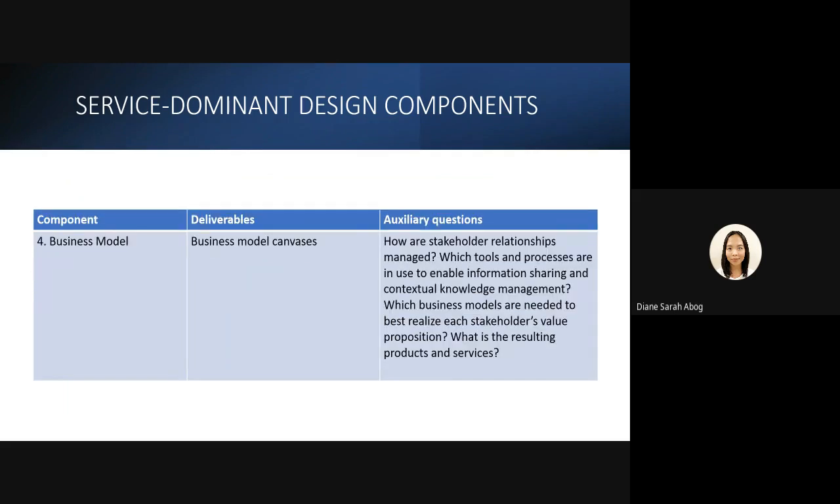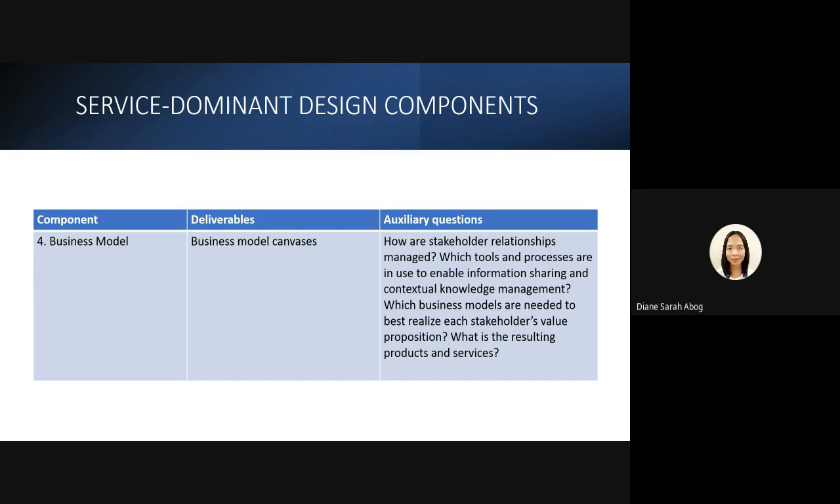So the fourth is business model. This is used to identify and define the realizations of these value propositions in suitable business models. What a company is doing to create value, and each business model corresponds to one value proposition and contains everything that is needed to deliver the proposed value. So the deliverables for this is the business model canvases.